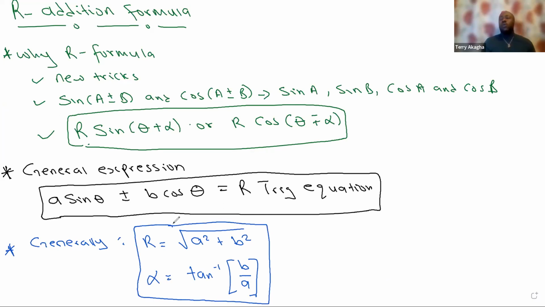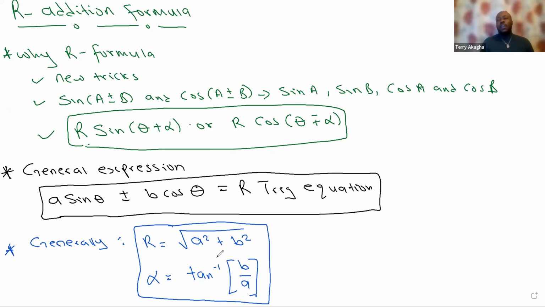So three things I just talked about here. With the R formula, we're introducing new tricks, breaking down the sum and differences of angles into individual terms of sine A, sine B, cos A, and cos B. I also talked about the general expression, where A sine theta plus B cos theta will give you a particular trig equation. That is why you need to review the previous video to know the respective trig equations.